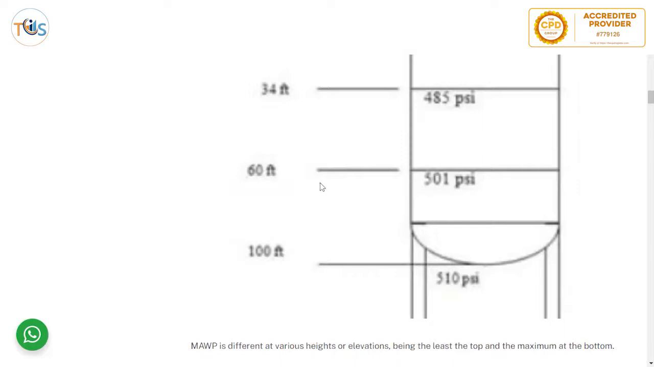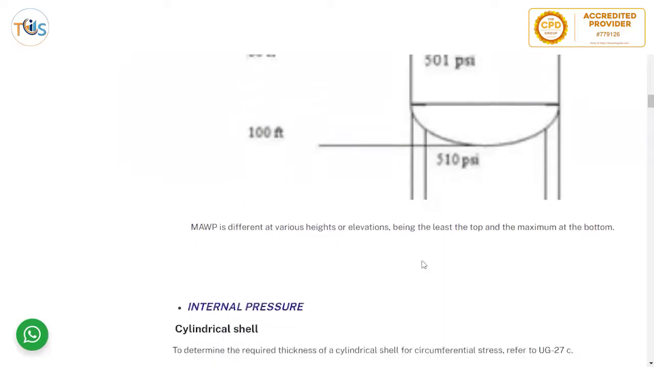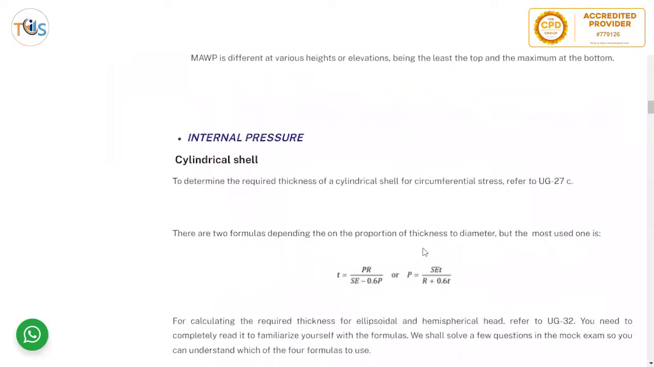So there is a 40 feet difference here. So 40 times 0.433 is almost 16. As you can see, this should be like 516 or something, but it's 510 anyway. The maximum allowable working pressure is different at various heights or elevations, being the least at the top and the maximum at the bottom.